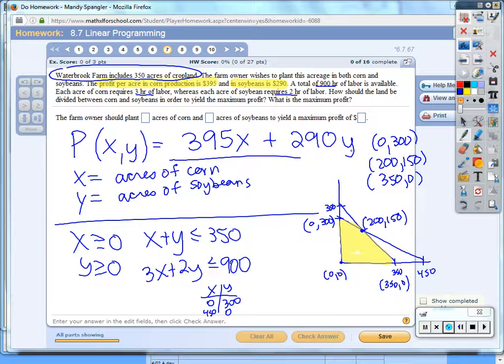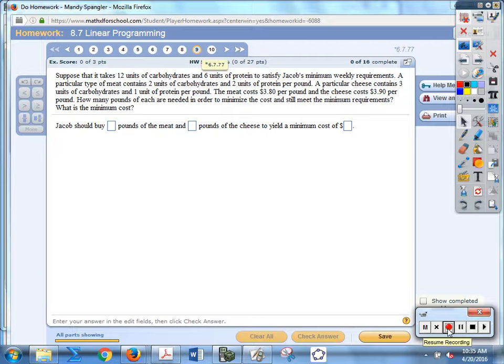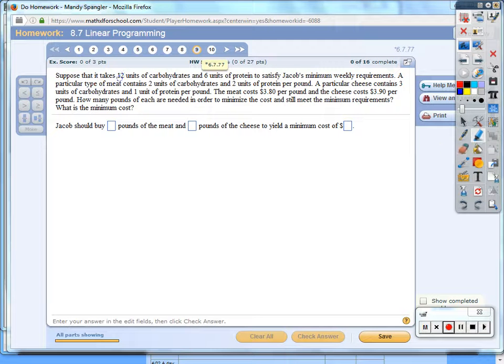Let's kind of look as we go. Suppose it takes 12 units of carbs and 6 units of protein for Jacob's minimum weekly requirements. A certain meat is 2 carb and 2 protein, and a certain cheese is 3 carb and 1 protein. Breaded chicken, yeah. This one is all about the cost. Meat costs $3.80 per pound, cheese costs $3.90 per pound.